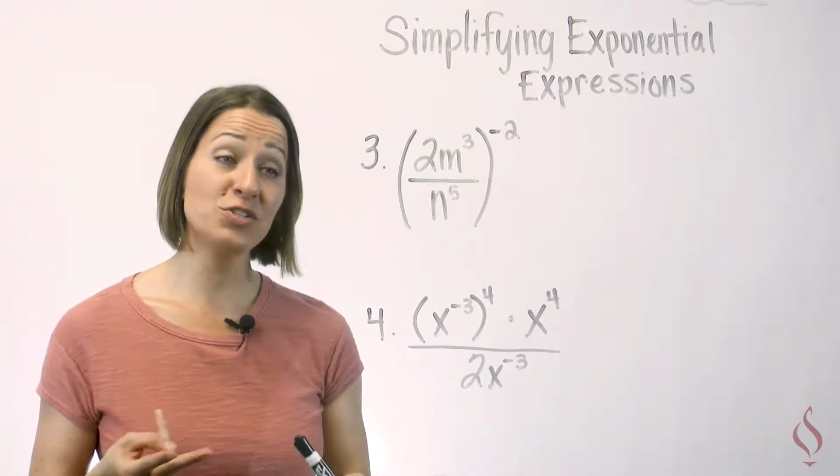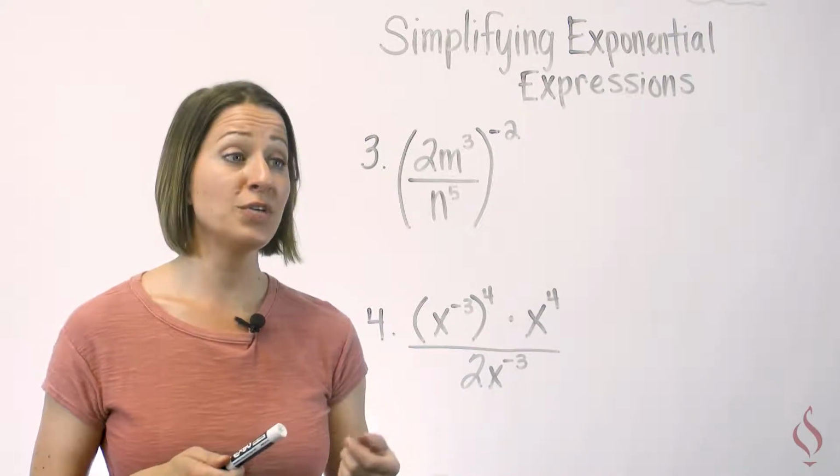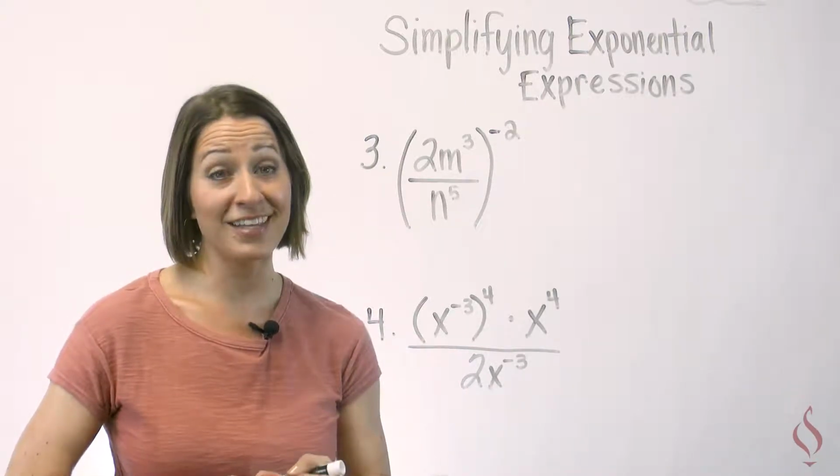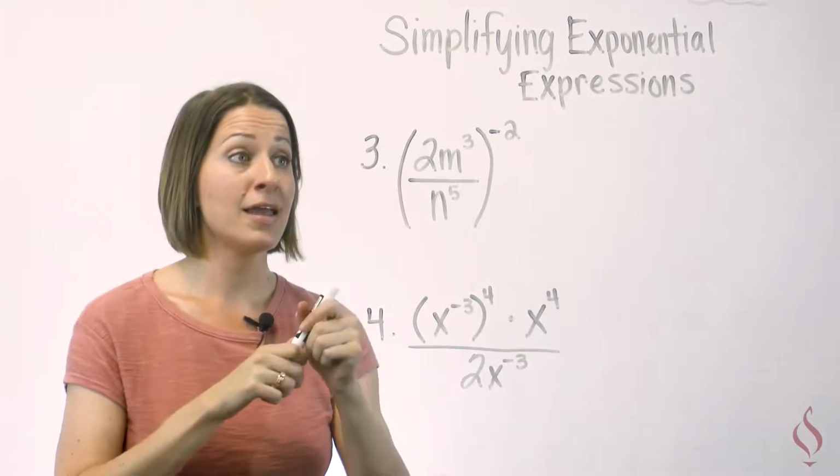Okay guys, let's do 2 more examples together. Take a look at example 3. It's 2m cubed over n to the 5th, all of that raised to this negative 2 power, okay?